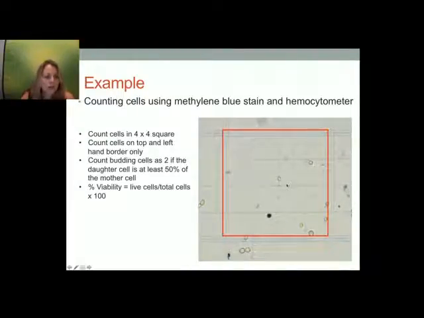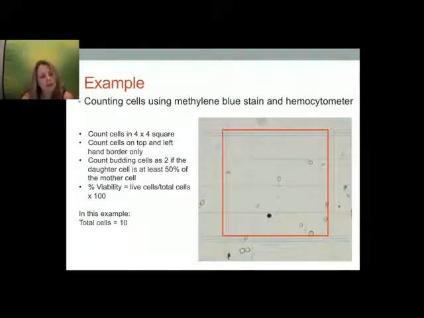To determine the percent viability, we count the total number of cells, and then we count the total number of live cells. You divide the number of live cells by the number of total cells and multiply that by 100 in order to get a percentage.